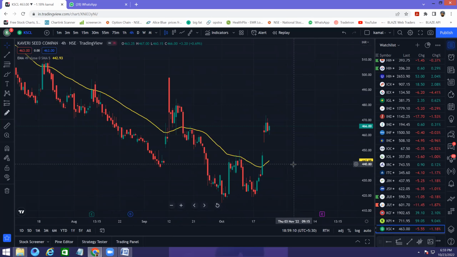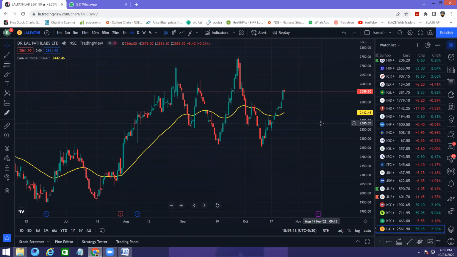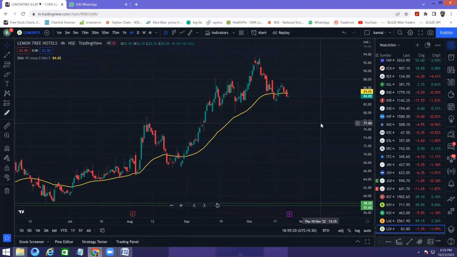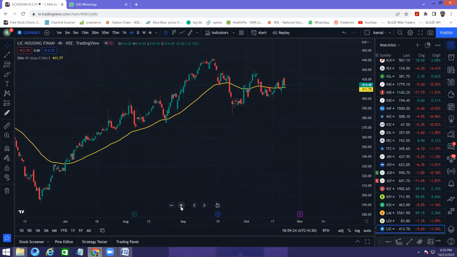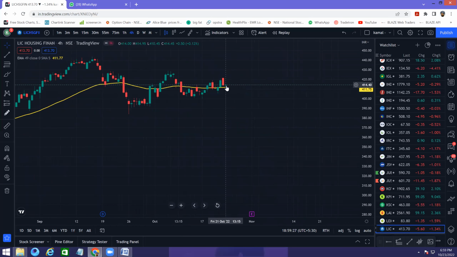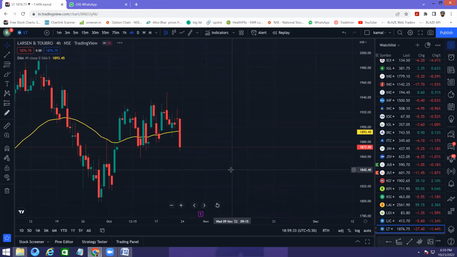Kaveri Seeds, your entry would have been at 445 and you are still sitting at 466. So any good stock you pick up, you will make money. See Lal Path Labs. LIC Housing Finance is a beautiful stock. Now you see what it has done. It has formed a green candle here. So now it has become 5 stocks which have come on this setup for us.